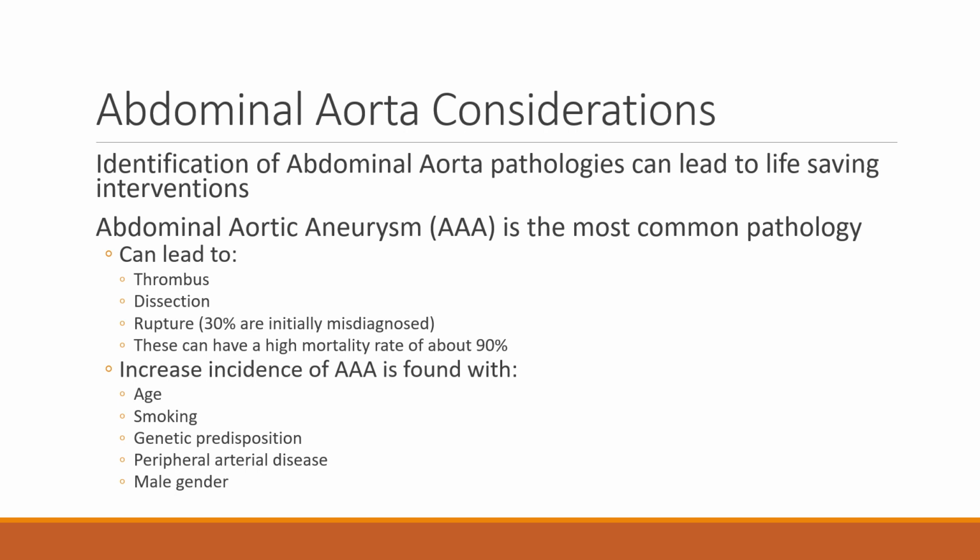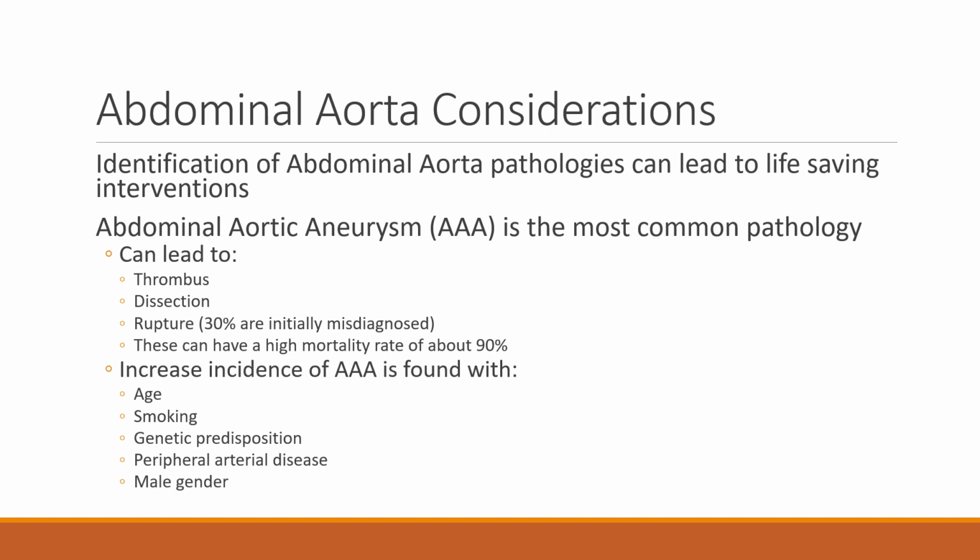30% of ruptures are misdiagnosed initially because of the patient's vague symptoms. And so being able to identify this AAA or ruptured AAA early can help you get that patient to surgery and increase the probability of survival. All of these AAA findings can have a very high mortality rate of about 90% without immediate interventions. And so it's going to be very important that you can get this done quickly and accurately.